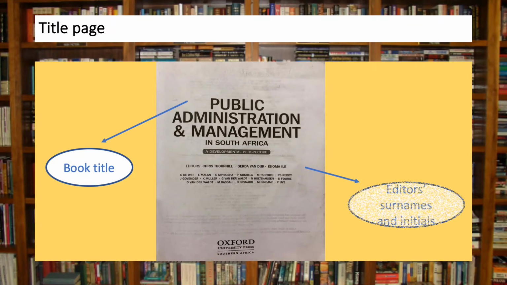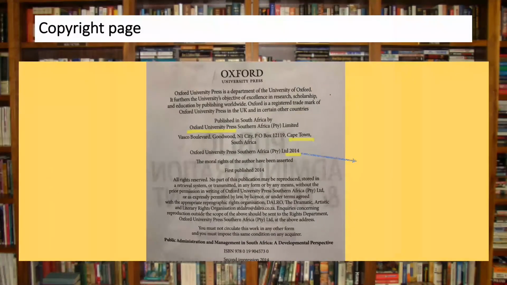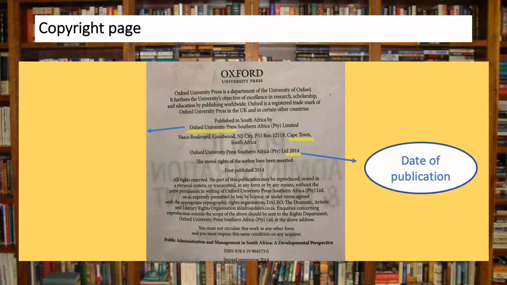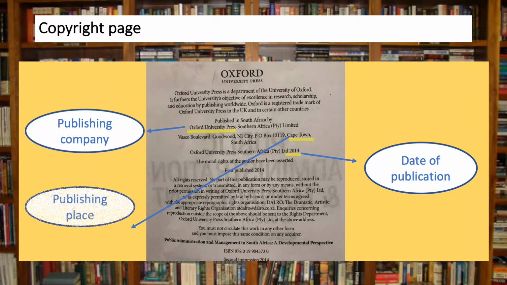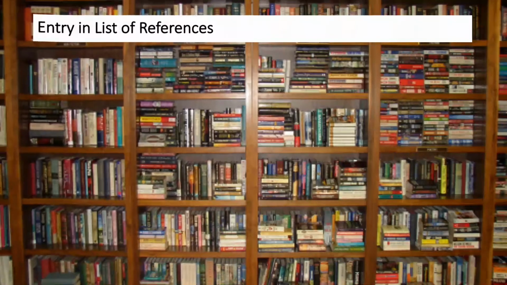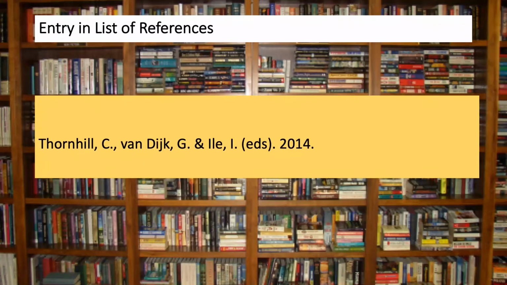Again, look at the title page for the book title and the editors' surnames and initials. Use the copyright page to find the publishing date, the publishing company, and the place of publication. If you use the whole book in your writing, then you will reference it according to the editor's surname or the editors' surnames. Put a comma between the surnames and then use the ampersand before the last surname.